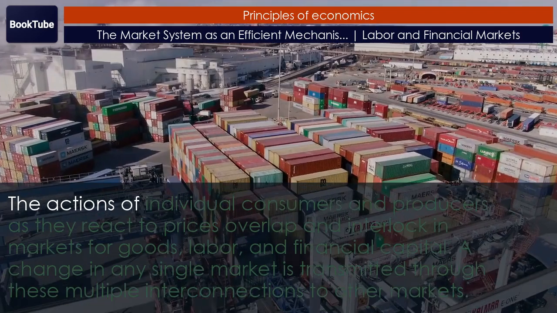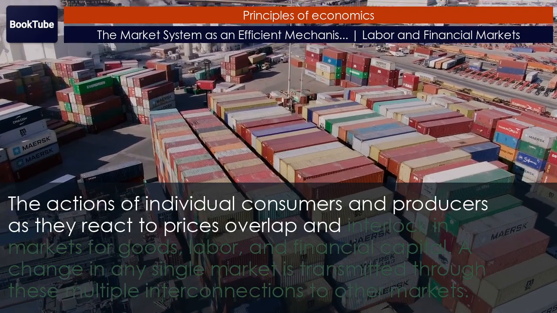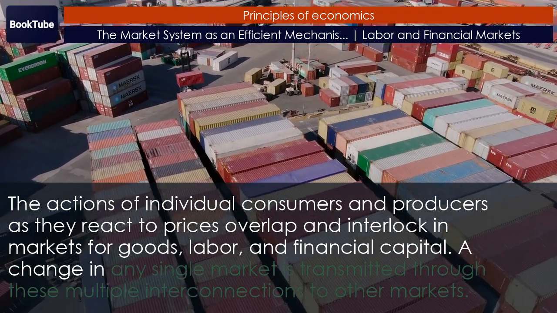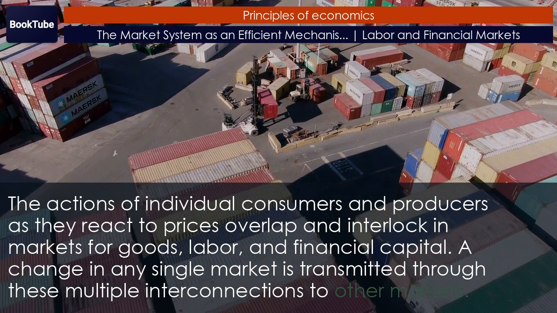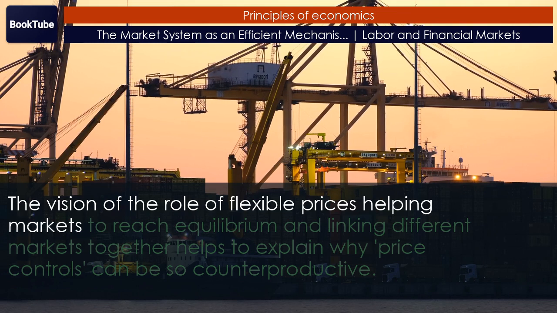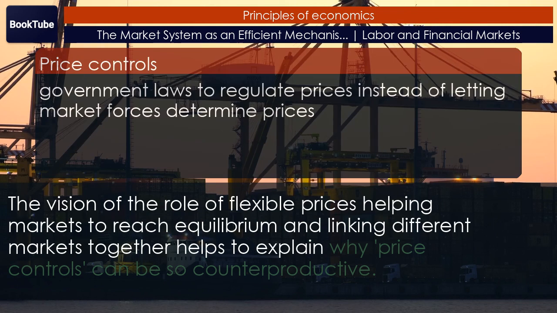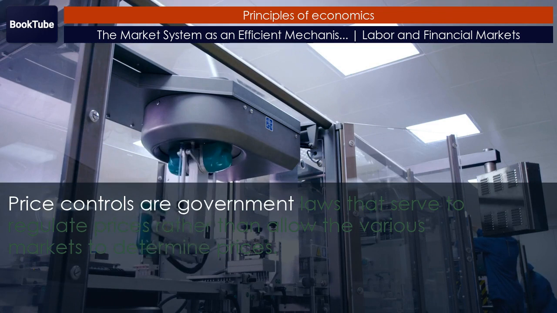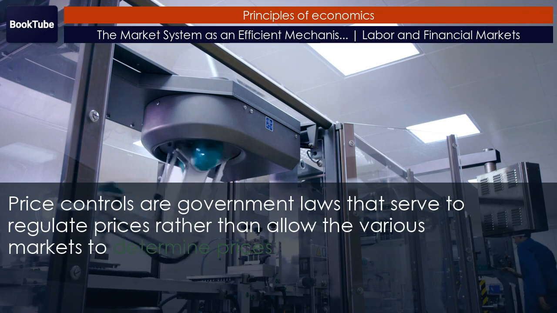The actions of individual consumers and producers as they react to prices overlap and interlock in markets for goods, labor, and financial capital. A change in any single market is transmitted through these multiple interconnections to other markets. The vision of the role of flexible prices helping markets to reach equilibrium and linking different markets together helps to explain why price controls can be so counterproductive. Price controls are government laws that serve to regulate prices rather than allow the various markets to determine prices.